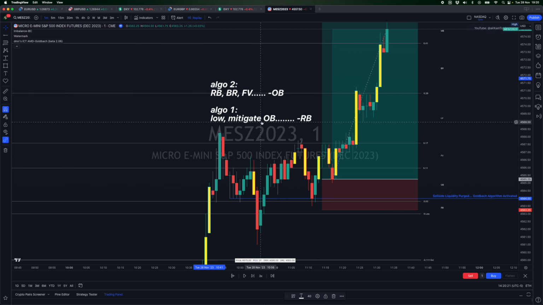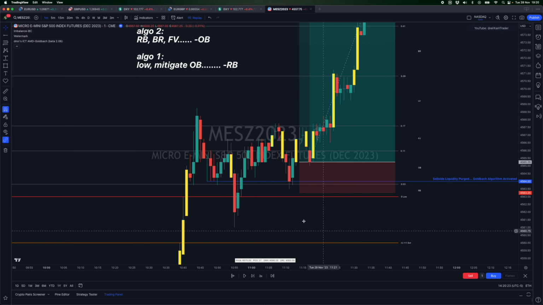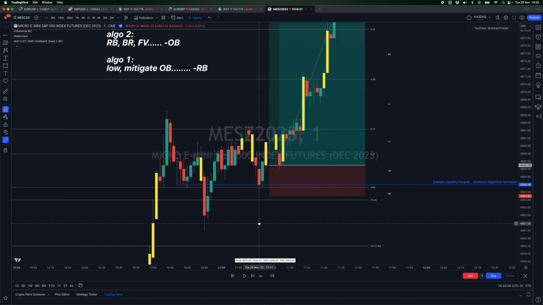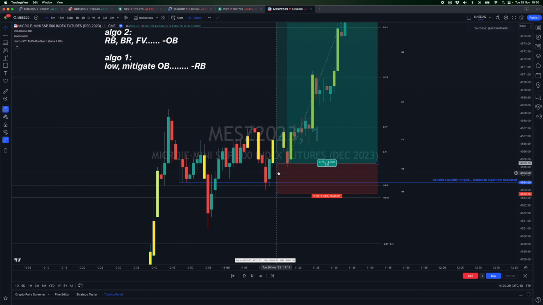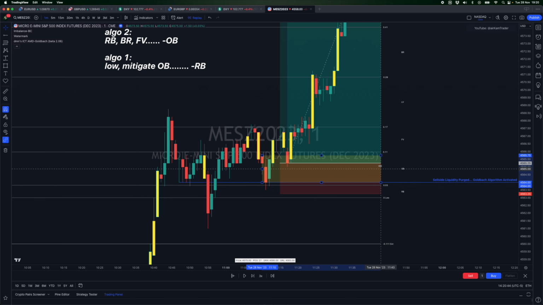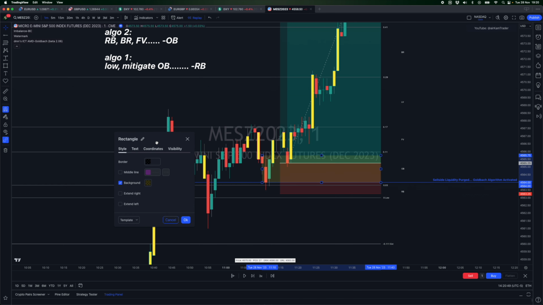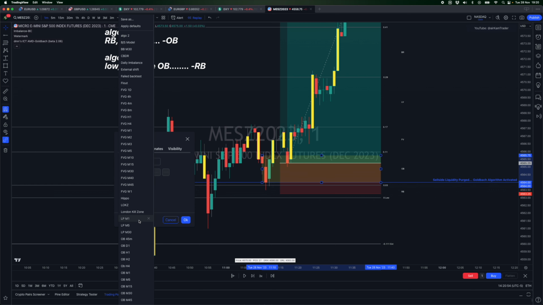So algo 1, you start from the low. So we started here at the low. This is where he came in. This is your order block. You see? So ICT always says you can either choose to be a fair value gap trader or an order block trader. It's up to you. But in this case, he was doing an order block trade.